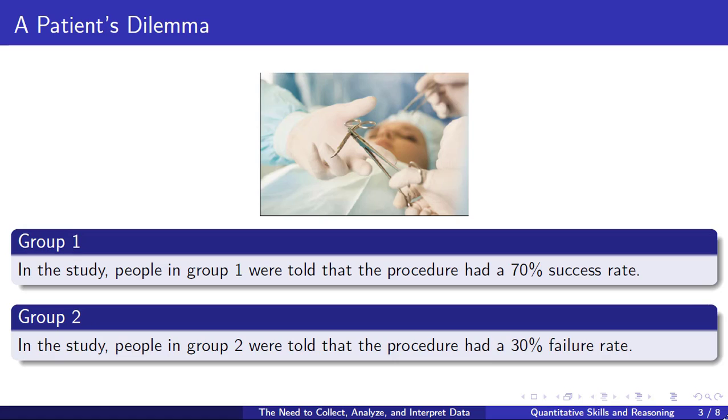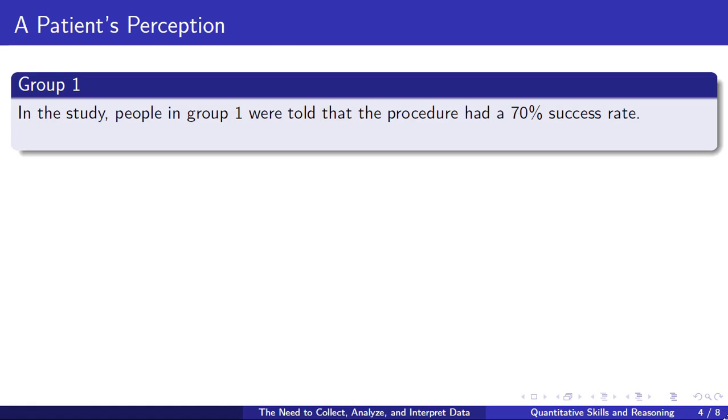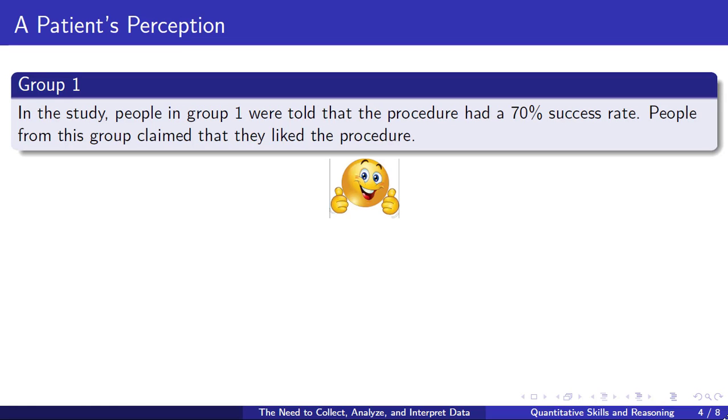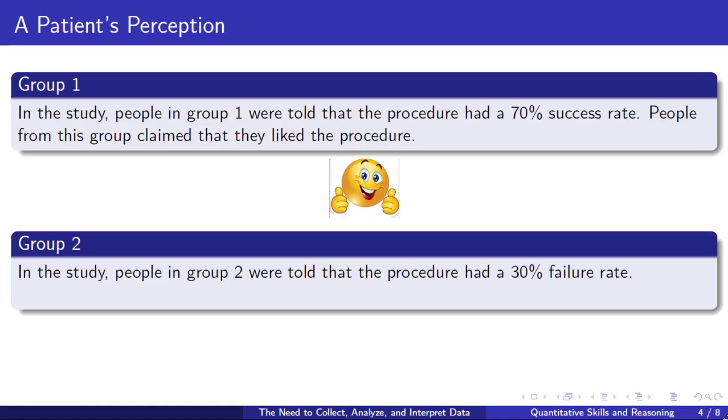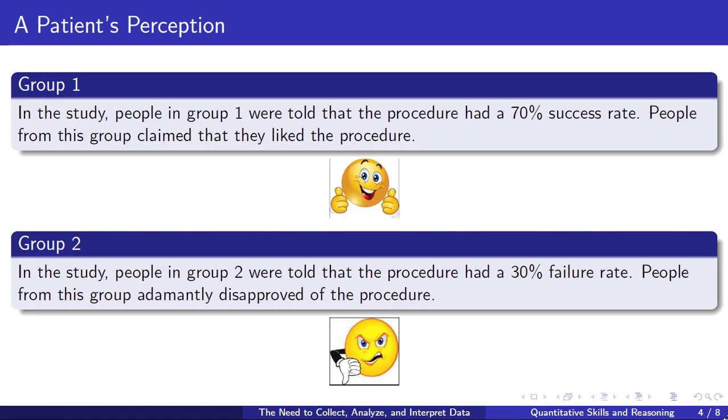So as soon as you hear 70% success rate, that does mean 30% failure. So the way they're actually displaying this data to the patients, they wanted to see if it had an effect. Well, so here's what happened initially. In the group one study, where they told a 70% success rate, a majority actually said, oh yeah, this procedure sounded good. Now group two, they said the 30% failure rate. With a 30% failure rate, the majority of the people in that group actually adamantly disapproved of this procedure.